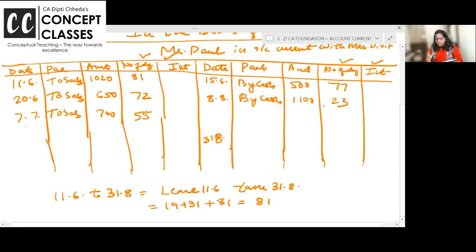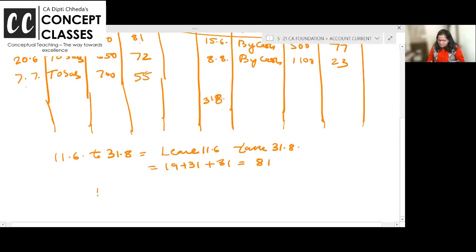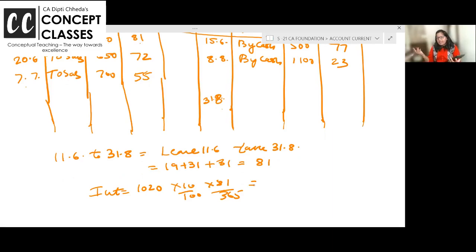Now, all on 1020, you pay me 81 days interest. So just see how I'm calculating interest. 1020 at the rate of 10%, 81 divided by 365. Dear students, sometimes they say to take 360 days instead of 365, so take accordingly. 1020 into 10% into 81 divided by 365 is 22.64.